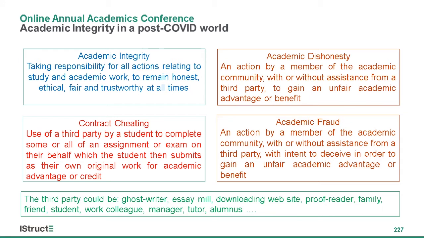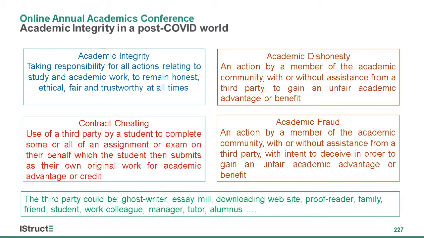So I'm going to be using the term academic integrity, and my definition here is taking responsibility for actions relating to study and academic work, to remain honest, ethical, fair, and trustworthy at all times. The second definition is about academic dishonesty, and this is about any member of the academic community, with or without assistance, to gain an unfair academic advantage or benefit.